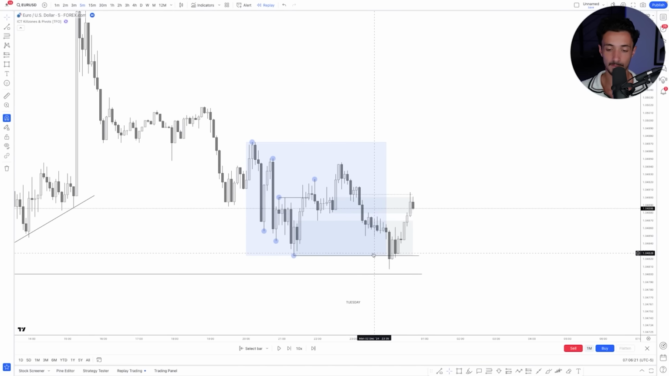Wait for the market to close, wait for the liquidation to be taken out. Then you can look at some kind of internal structure shift if you are obviously bullish. And then you can use your order blocks. And then you can trade. Take your trade when it actually makes sense, when you actually have context.